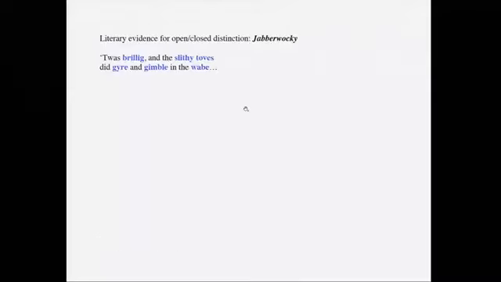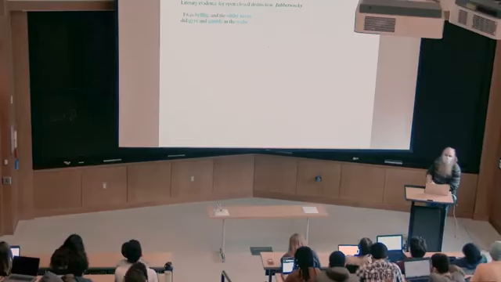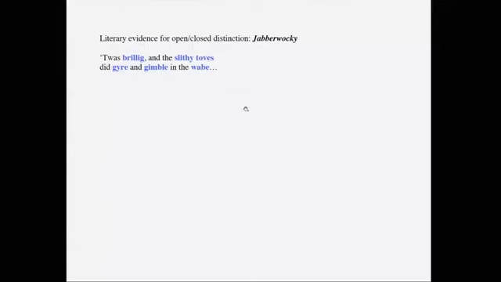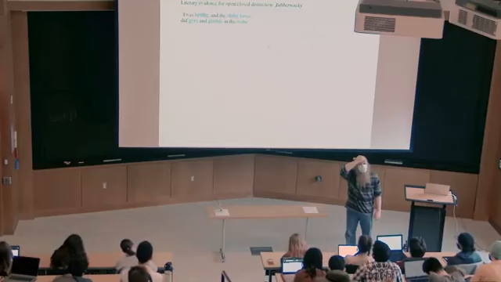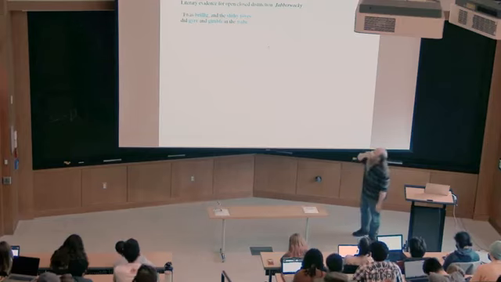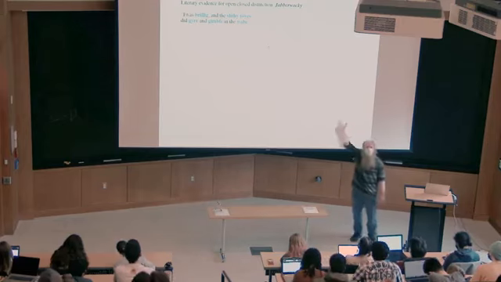So, 'Twas brillig and the slithy toves did gyre and gimble in the wabe. Those blue things, they're all open class. They're nouns and verbs and adjectives. Adjectives like brillig and slithy, nouns like toves and wabe, and verbs like gyre and gimble, yeah? And the poem only works because we're open to the possibility that there are open class nouns, verbs and adjectives out there that we don't know.